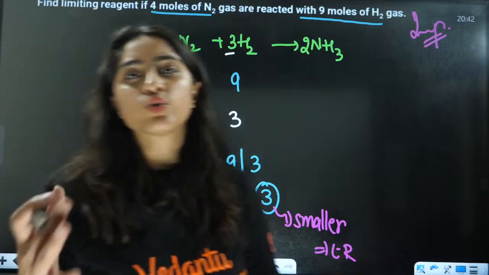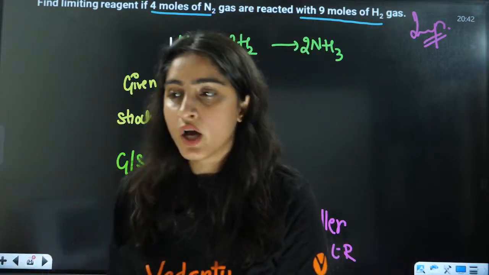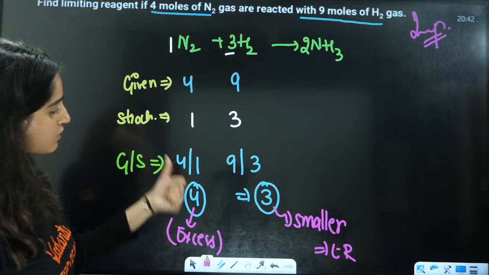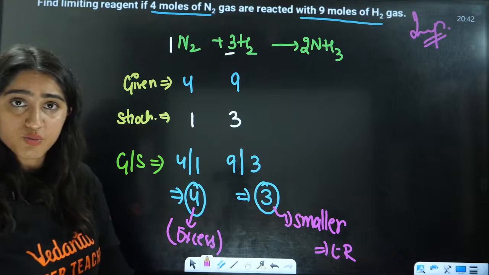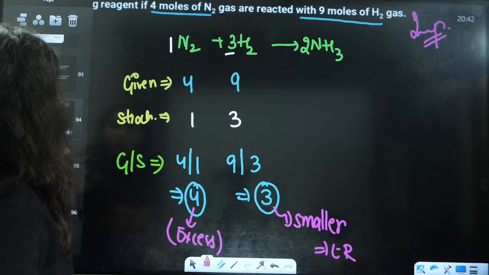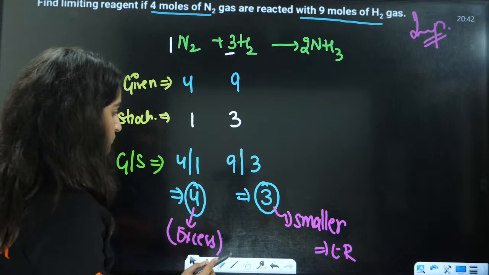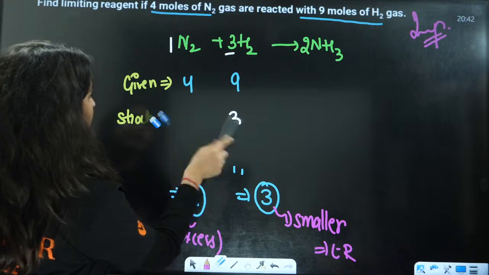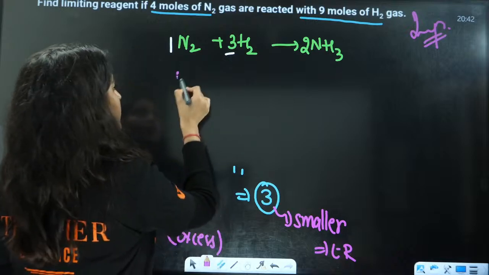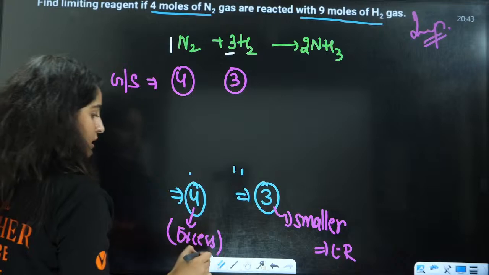You can also do this with the help of the unitary method, but that is very time consuming. This is a simple method: given divided by stoichiometry, you have the excess and the smaller. Now, the next thing they can ask you from here, I'm writing it here, that this is 4 and this turns out to be 3. This is given by stoichiometry, right?